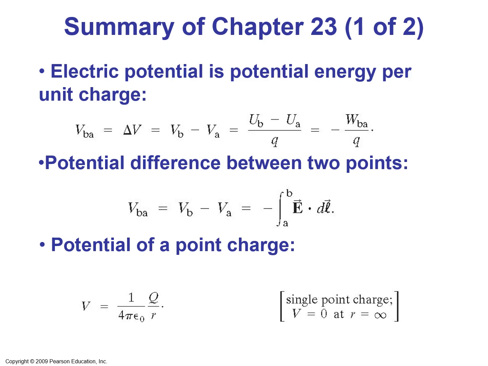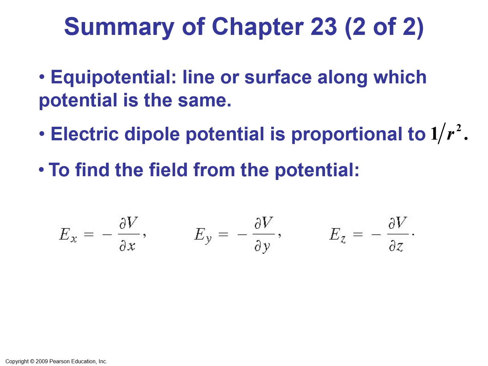Potential of a point charge is equal to 1 over 4 pi epsilon naught times Q divided by r, and that is assumed for a single point charge. We assume V is equal to 0 when the distance r is equal to infinity. An equipotential line or surface is one along which potential is the same. Electric dipole potential is proportional to 1 over r squared.